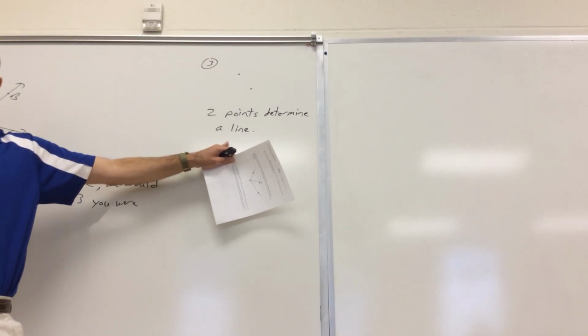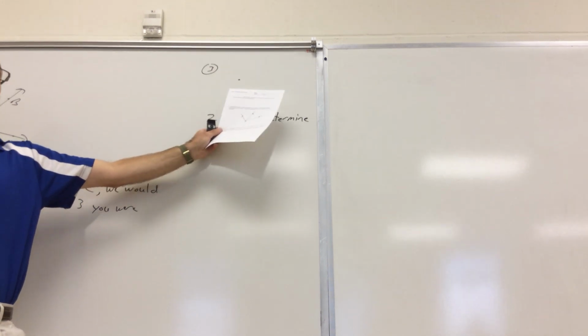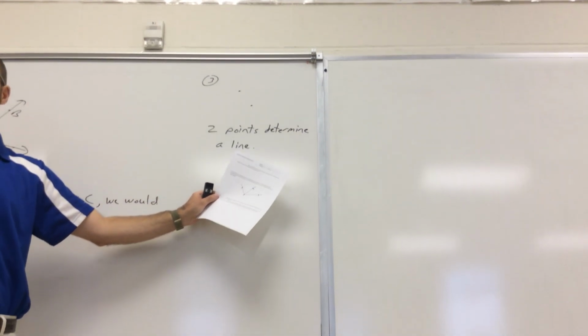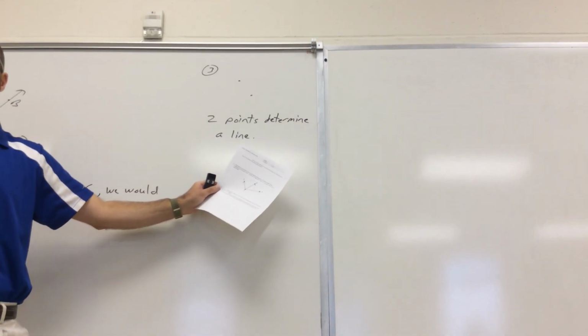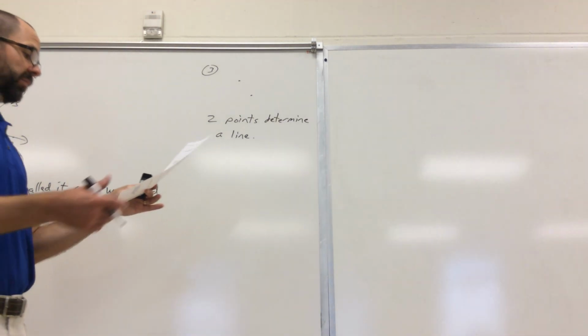And that's a fancy way of saying if you have 2 points, there's only 1 line that you can draw through those 2 points. If you have 1 point, there's a lot of lines you can draw through the point. But if you have 2, there's only 1 possible line. So that's 2 points determine a line. And because of that, we use 2 points to name a line. We'll talk about that tomorrow.